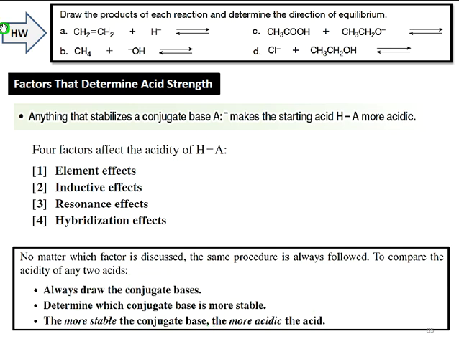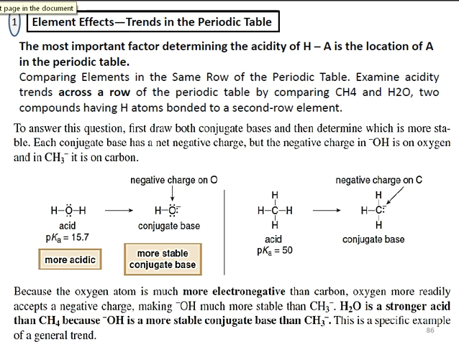And I will give you here the explanation for all the rules. Now, the element effect, okay, trained in the periodic table. It depends on the position of the element in the periodic table. Number 1, again, the element effect. The most important factor that determines the acidity of HA is the location of A in the periodic table.